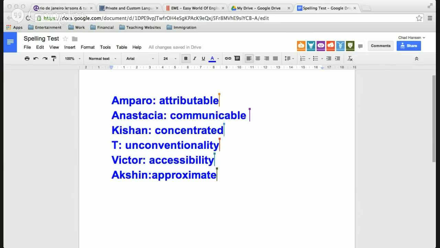Let's go to T. Yes, I can hear you. All right, T. Let's see. So we did concentrated. And let's see. Okay, T, your word is cyclically. Cyclically.